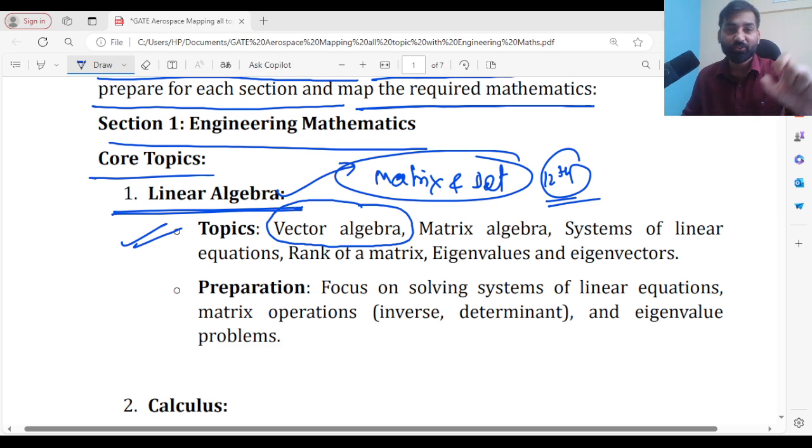So vector algebra, matrix algebra, system of linear equations, rank of the matrix, eigenvalues and eigenvectors. So these are the topics. I'm not going to focus on these mathematics here, guys.